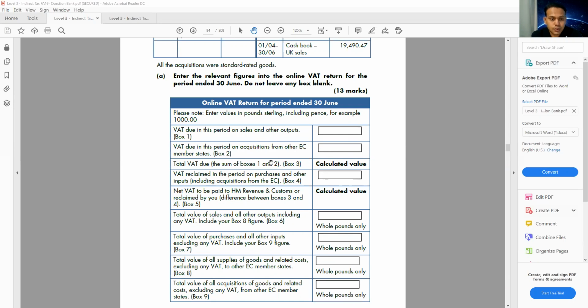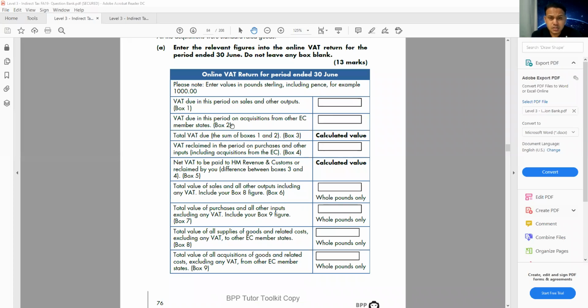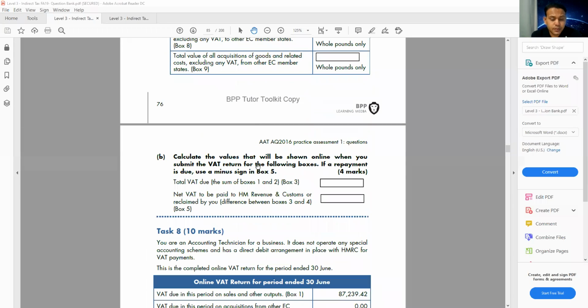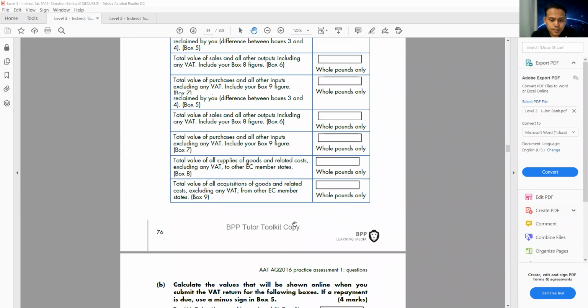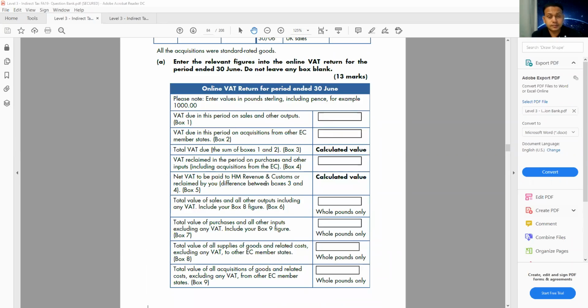So let's have a look at this one. We have 9 boxes. We know all these 9 boxes anyway. Let's read the requirement. What is the requirement? Number A, complete the boxes. Number B, we have some more boxes. That's fine. Let's do that.